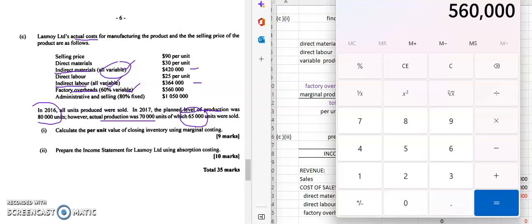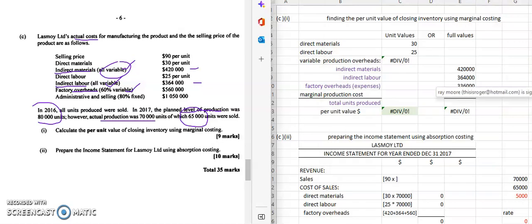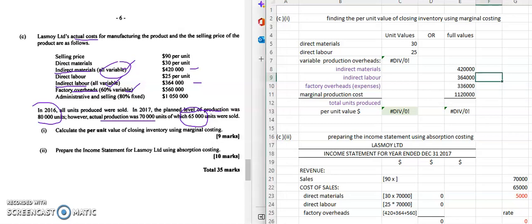$60 of 560 is 336,000. So we're going to put those three numbers in. So 420,000, 364,000, and 336,000, right? We add those together and we get a total of 1,120,000. So that would be all of the indirect contributions.